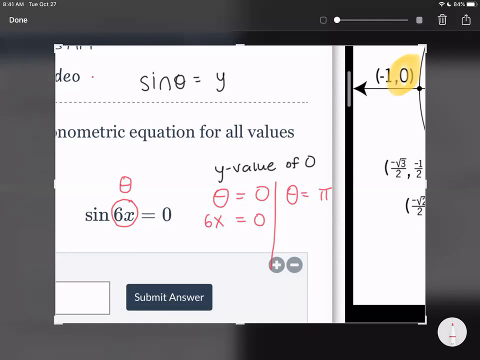So replace the theta with 6x is equal to pi, and 6x is equal to 0. So what we did here was we replaced what they gave us into our equations, and we're going to solve for x. Are there any questions up until here?